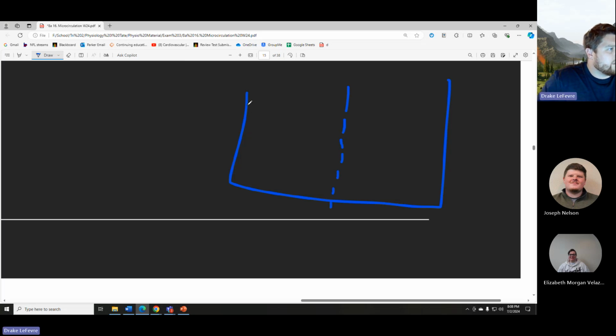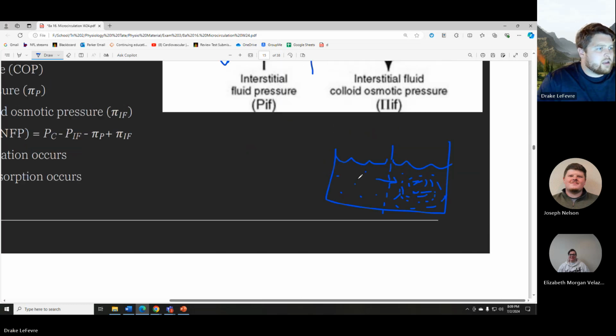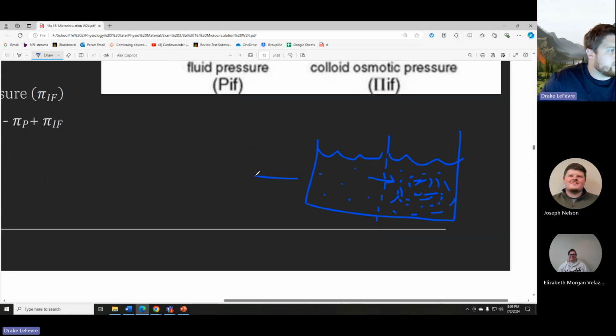Kind of like if we have water on both sides. Let's say one side has a ton of stuff and the other side has just a little bit of stuff. There's two ways that this can balance. Either a bunch of this stuff that's in the water can move that way, or fluid from this side can move the other way to balance it out.